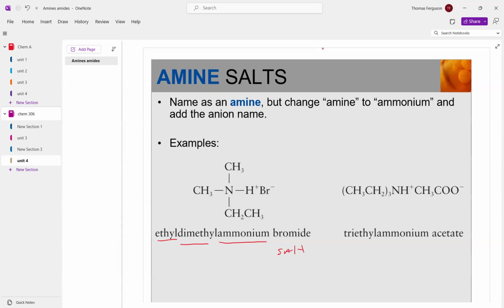In this case, we had 3 ethyl groups. So it's going to be triethyl ammonium acetate. And this is the acetate anion.